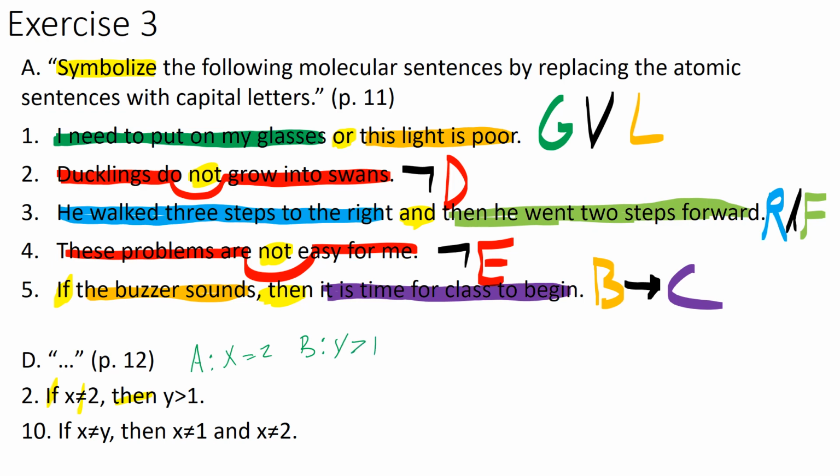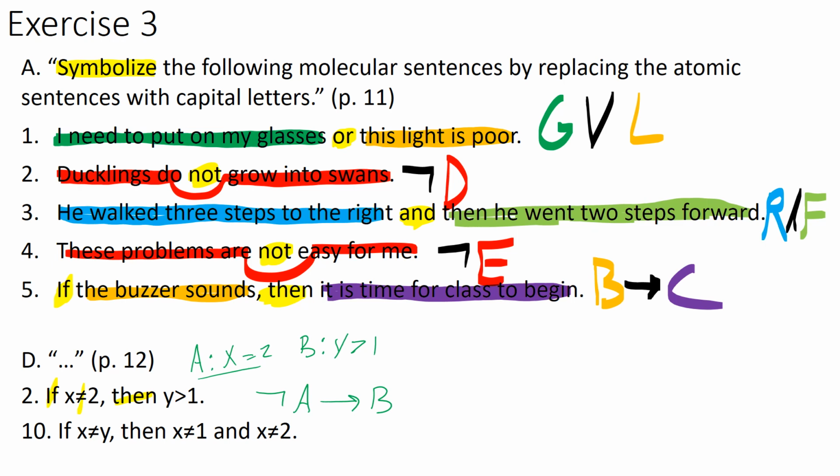Notice that the dominant sentential connective is if then. So we'll say, what is in the antecedent? The antecedent happens to be not A, so not A, arrow, B. So here we have 2 sentential connectives. If not A, then B. In other words, if x is not equal to 2, then y is greater than 1.